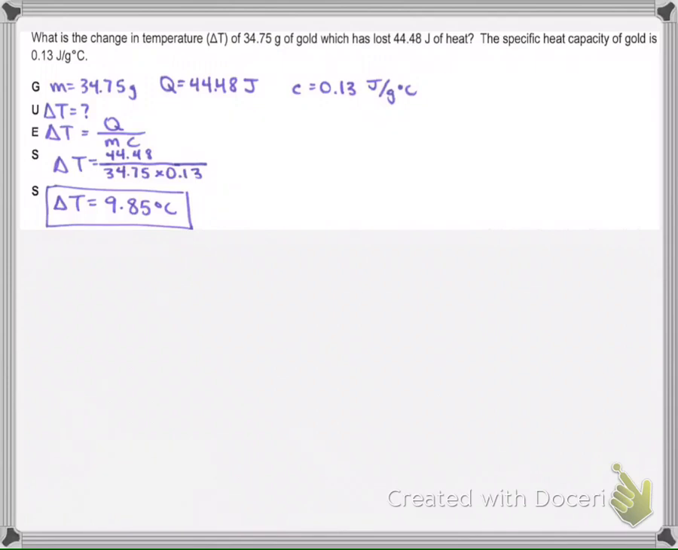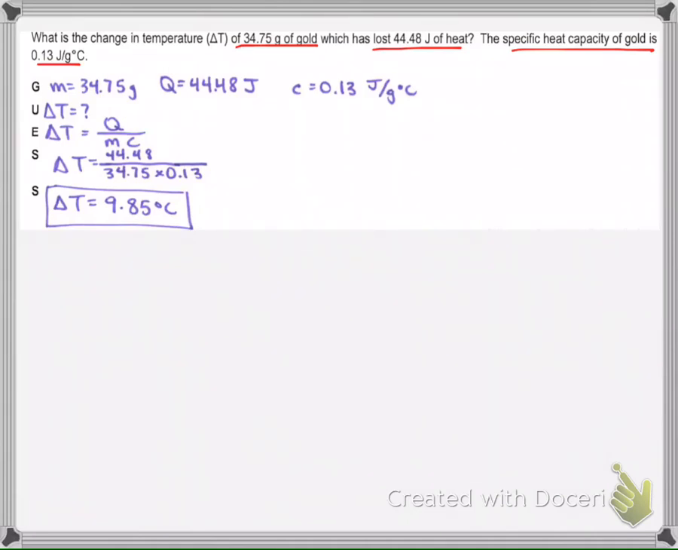The last example is as follows. In this case, we're looking for the change in temperature. They tell us our mass. They tell us how much heat was lost. And they give us the specific heat of gold. So I know my substance and its specific heat.